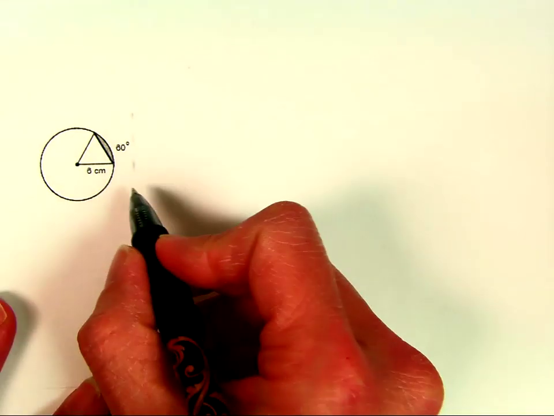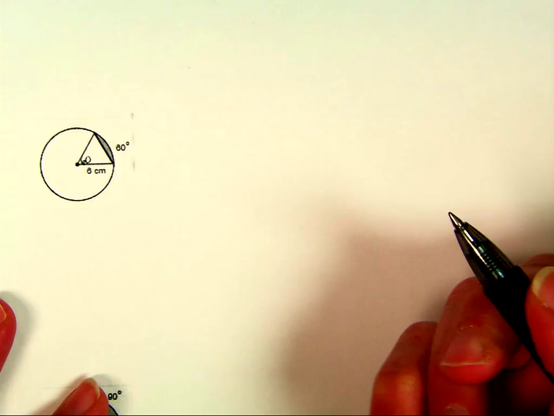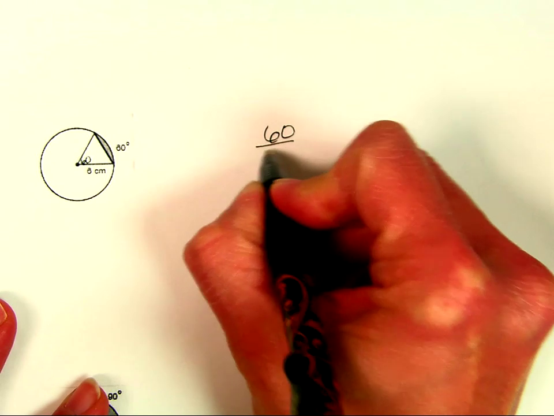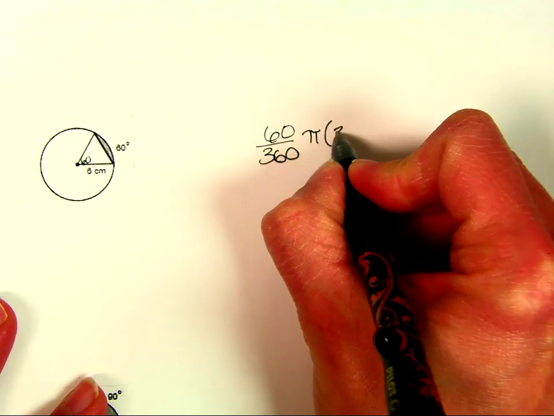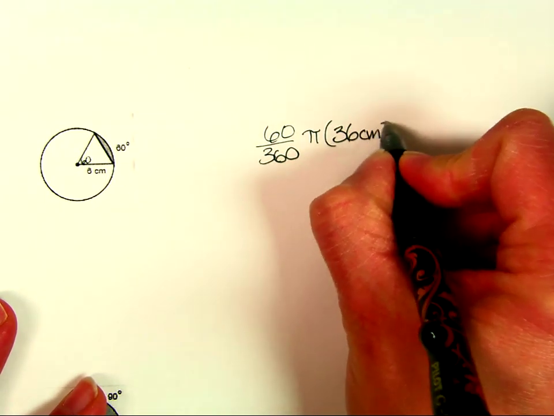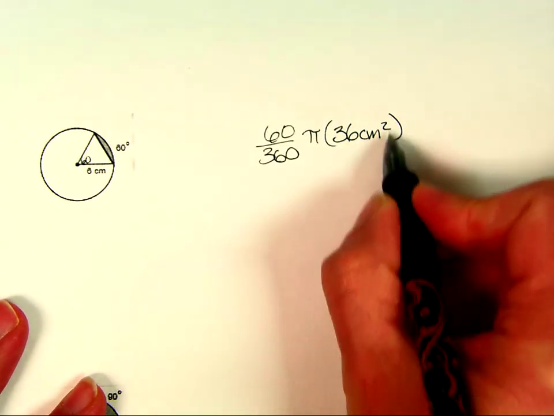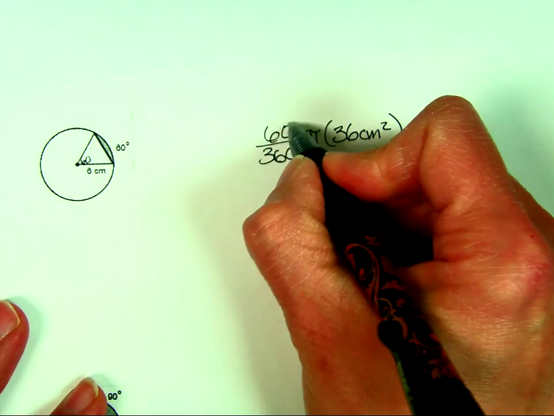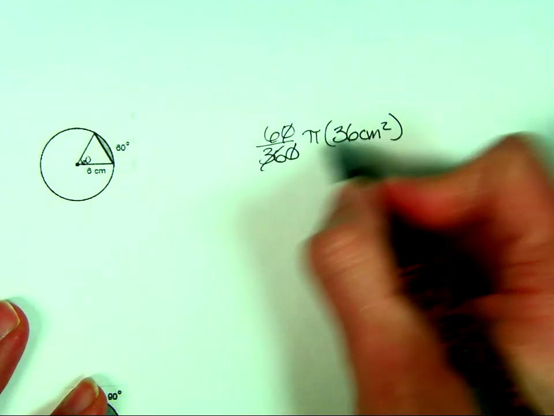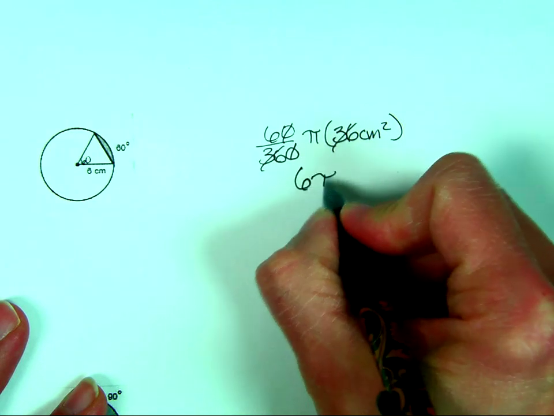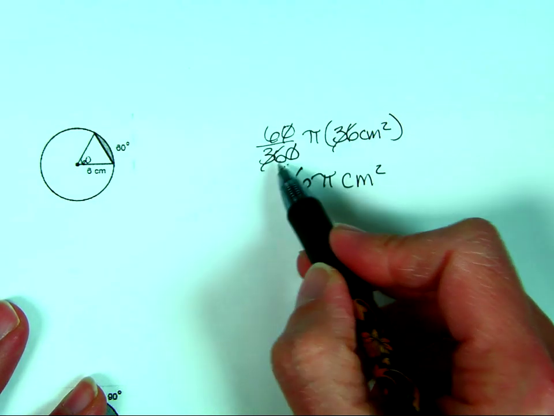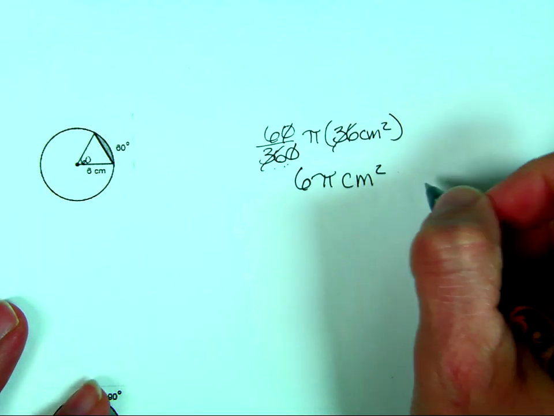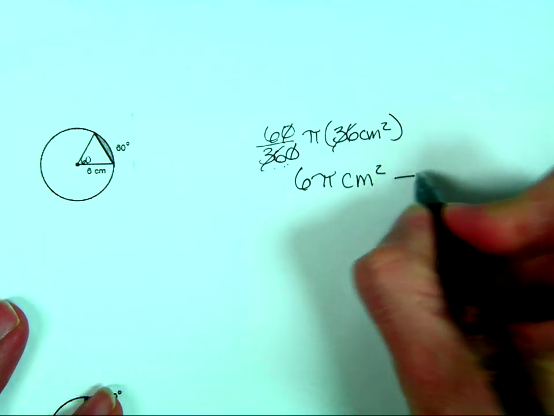Okay, so our central angle is 60. So we know it's 60 over 360 times pi r squared, and our radius is 6, so we have 6 pi centimeters squared. That's the area of our sector. This cancels. This cancels. It looks like here we have 6 pi centimeters squared, and then divide. You can use your calculator if you don't trust me, but I'm pretty sure that's right.